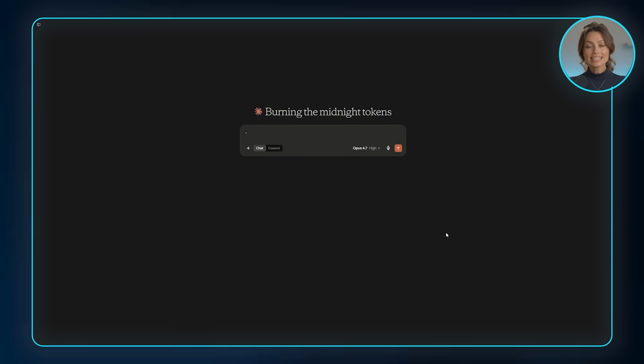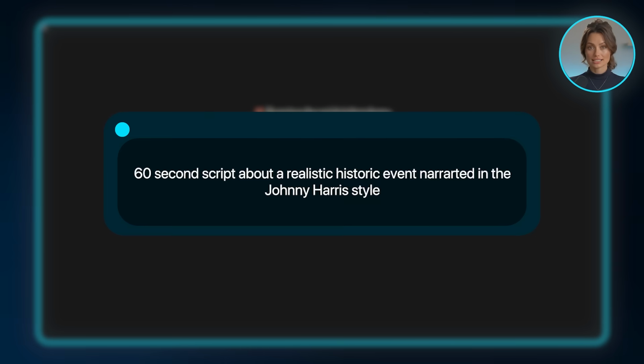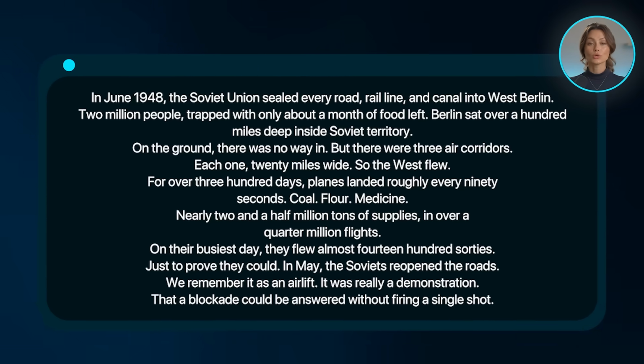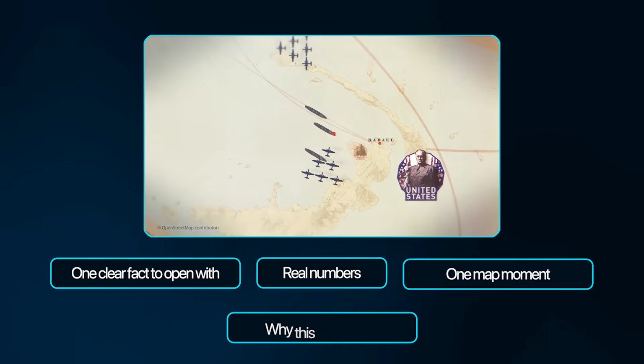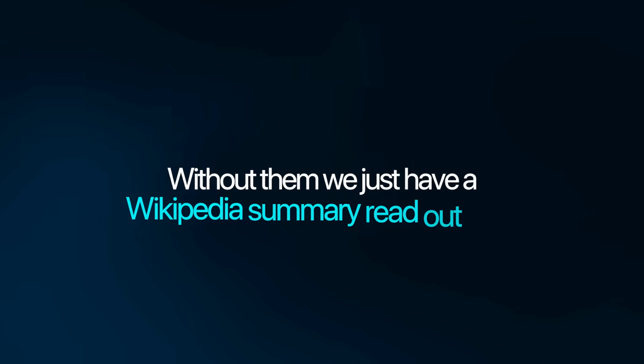So we'll open up Claude and ask it for a 60-second script we can make about a realistic historic event, narrated in the Johnny Harrus style. And once we get our story back, we won't just settle with whatever Claude gave us. We'll ask it and tweak the story as much as we want until we've got the 4 ingredients that every Johnny Harrus documentary needs. Because these 4 elements are what make a Johnny Harrus documentary actually hit. And without them, we just have a Wikipedia summary read out loud.